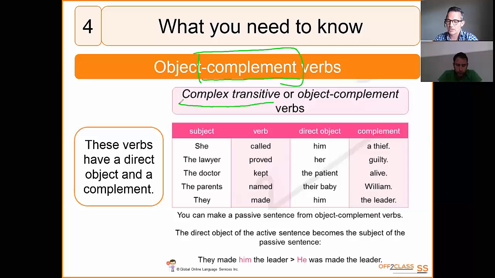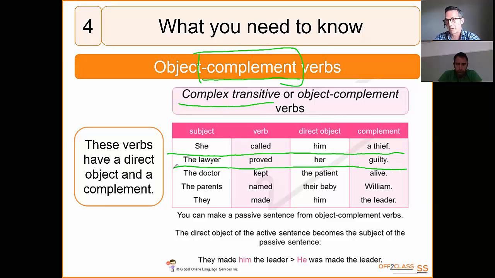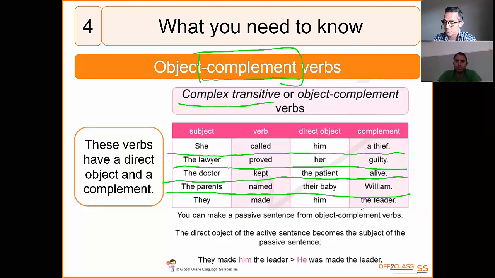And what happens is you can see that they are actually passive in meaning. She called him a thief is the same as he was called a thief by her. But we have a group of verbs in English that are followed by a direct object and a complement. They are often reporting verbs, but here you can see that they get used in a passive sense.